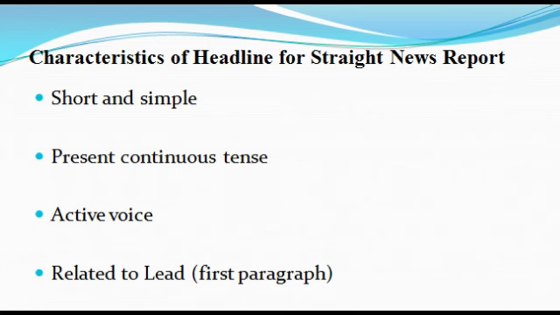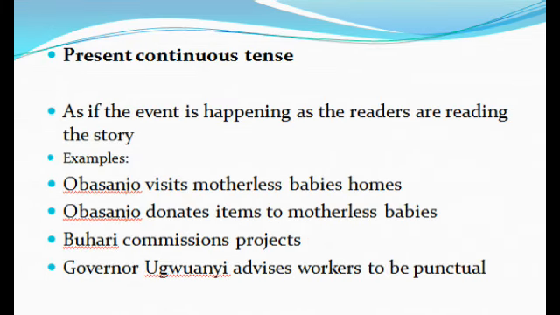If something happened yesterday, for instance, or a day before, and you want to write the story today, you have to write it as if it is still happening. It is happening on the spot, as if the readers are reading it and watching the story. That's why we say it comes in present continuous tense.